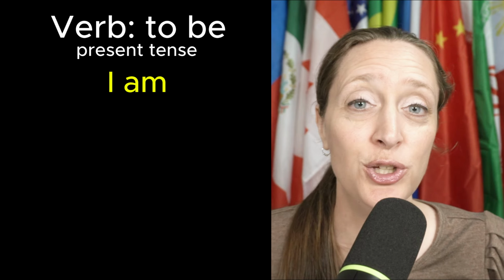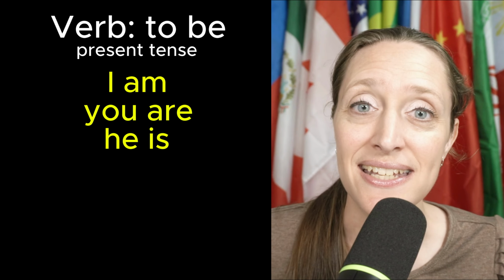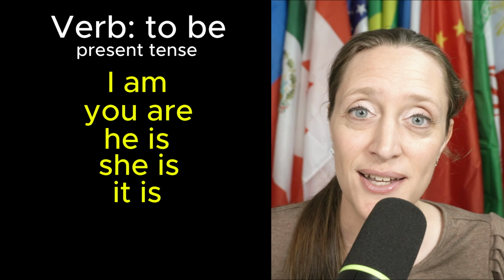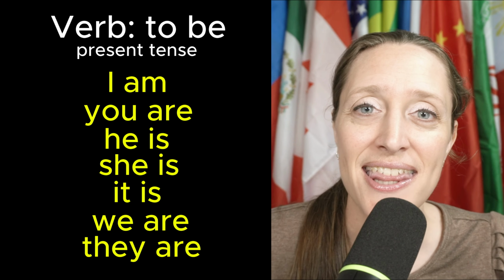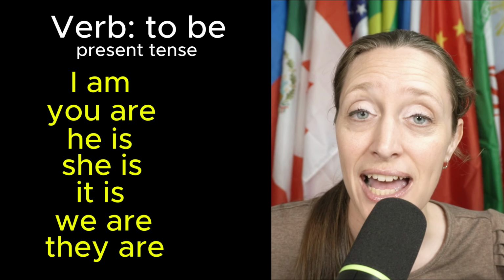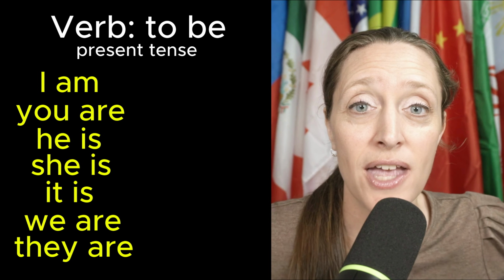So let's review the verb to be, because we use the verb to be as a contraction a lot. The verb to be in present tense: I am, you are, he is, she is, it is, we are, they are. Now, let's learn these words as contractions.